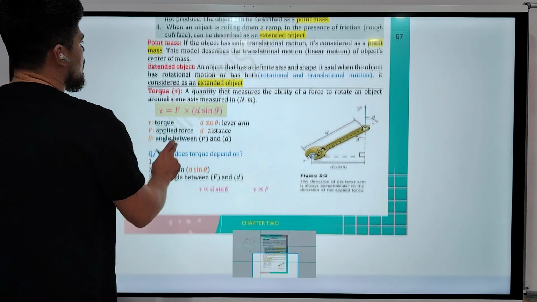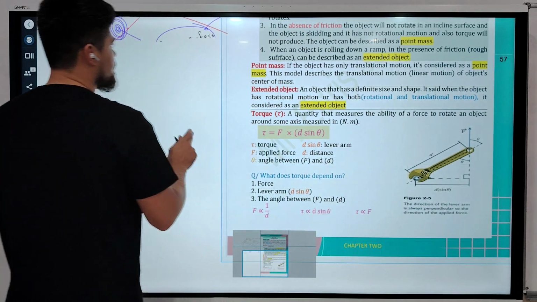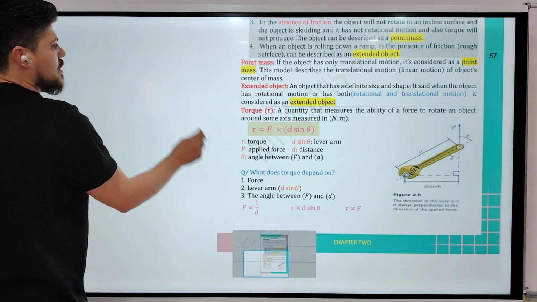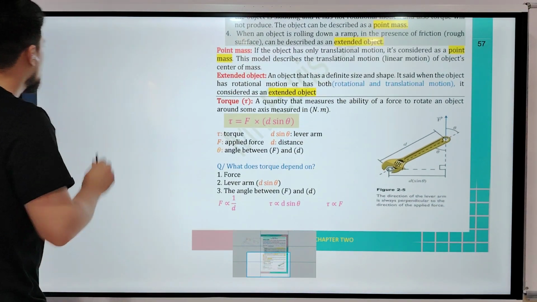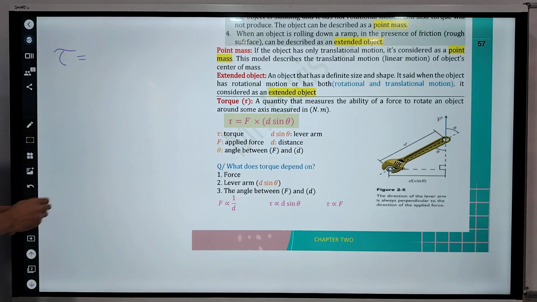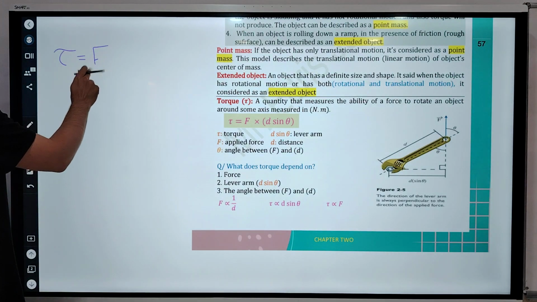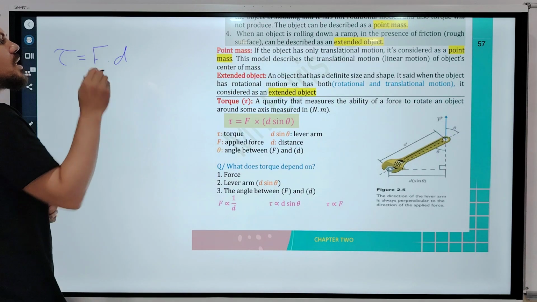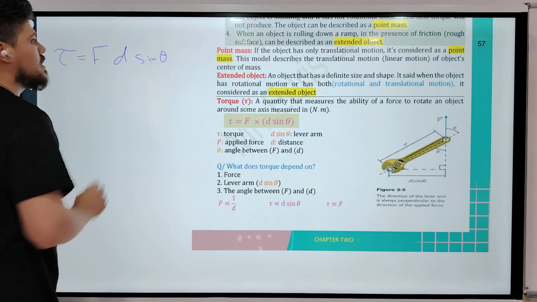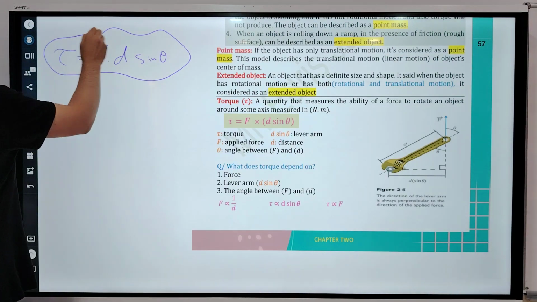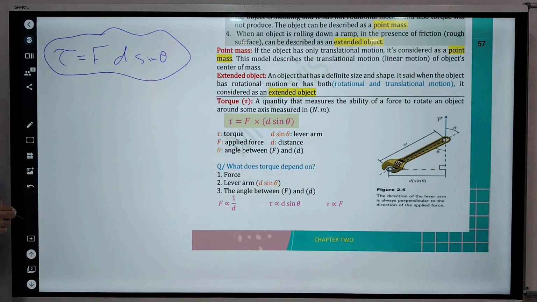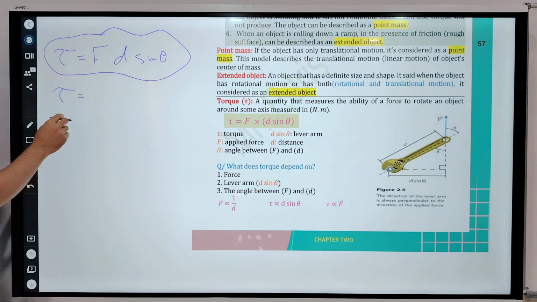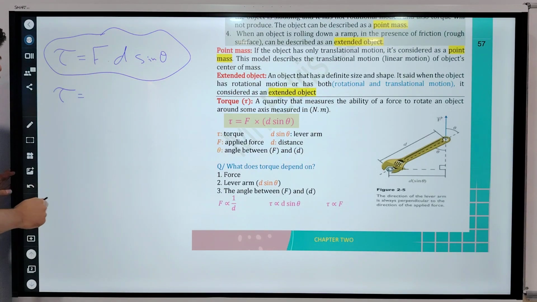So how can you determine the magnitude of the torque? It is simple. Tau, a Greek letter, is equal to force F times d, the distance from the axis of rotation to the applied force, times sine theta. By using this equation, we can find the value of the torque. What are the units of the torque? Torque is measured in newton meter. Why? Because according to this equation, you can prove the units.